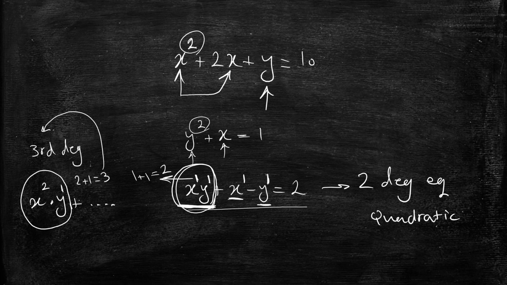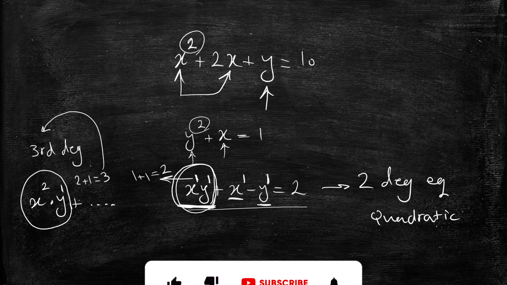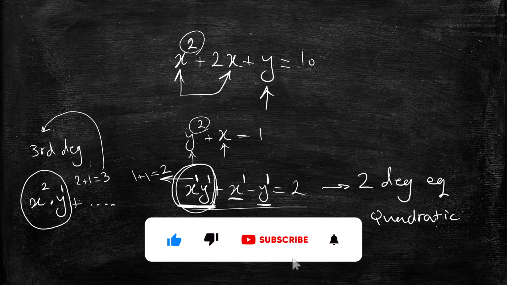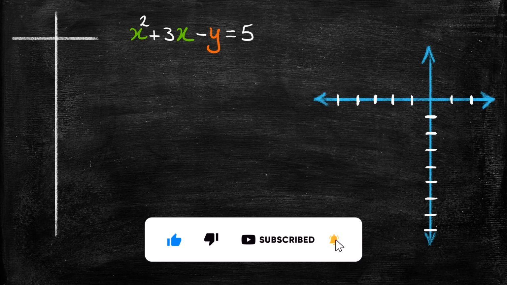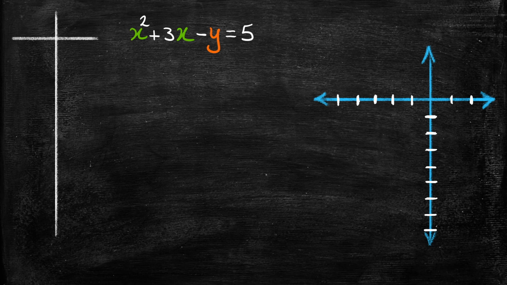Now let's see an example of how to graph one of these second degree equations with two variables. We're going to graph this one. X squared plus 3x minus y equals 5. So we have a table here. One column is x, one column is y. And as we are going to figure out points from this equation, we're going to simultaneously graph them.